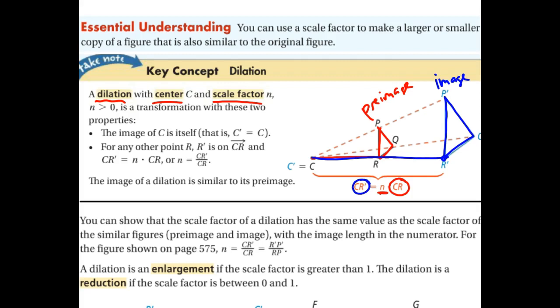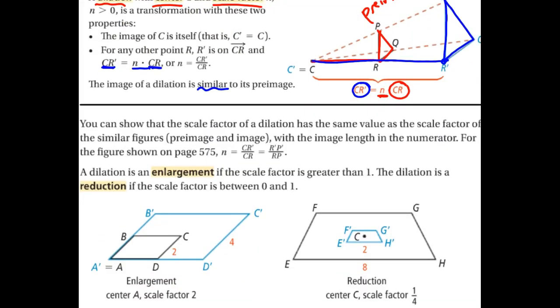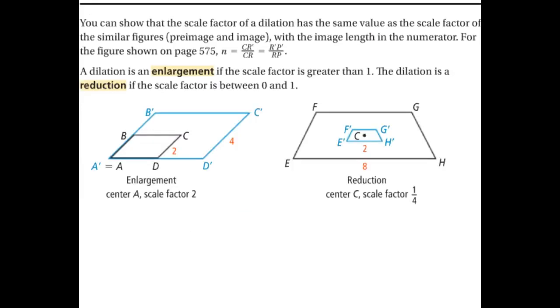Basically, when we're given a pre-image length like this CR, we multiply it by the scale factor to get the image length. Okay, and these are similar. A dilation image is similar to the pre-image. However, it's not an isometry because the sizes are changing. And remember, isometries mean that the sizes are the same. So we're going to recognize and look at some of these dilations here.